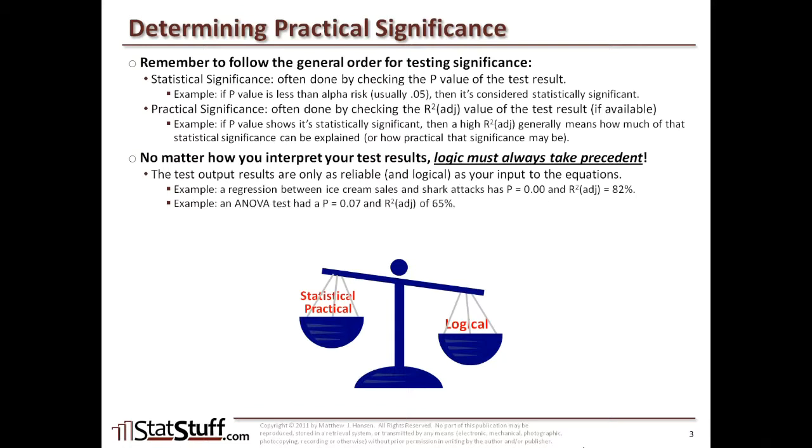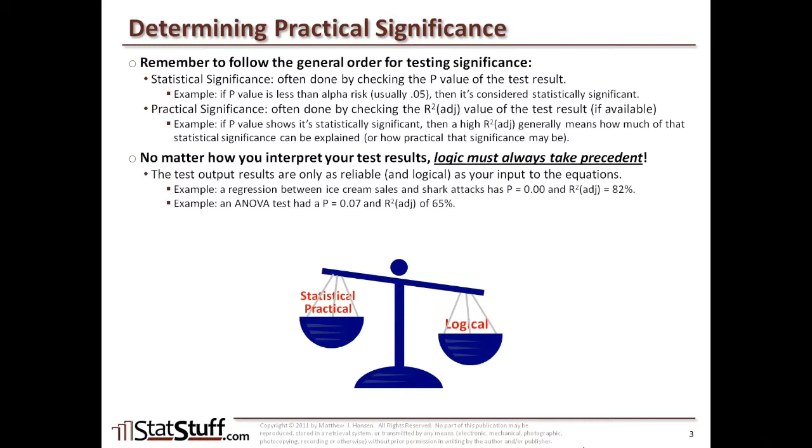Another example could be an ANOVA test that comes back with a p-value of 0.07 and an r-squared adjusted of 65%. Well, with a 0.07, we might easily say, that's above the 5% that we typically have for an alpha risk. So because it's at 7% and it's above the 5%, we might just throw it out, assuming that it's not statistically significant, even though we might have an r-squared adjusted value that is generally strong or moderately strong at 65%.